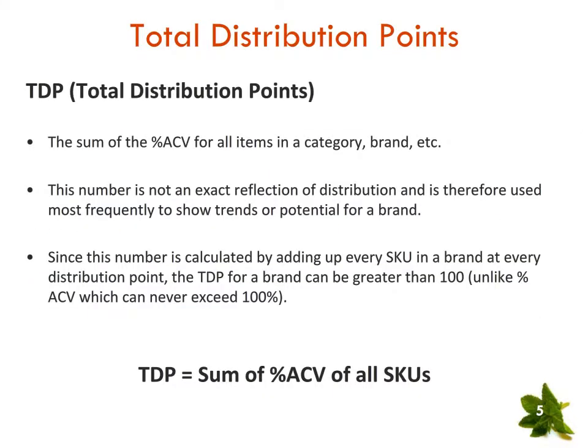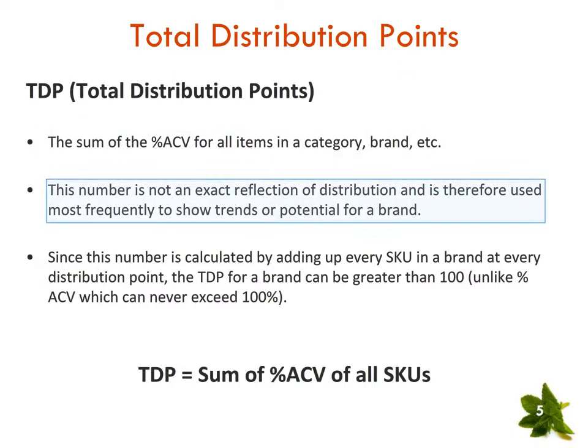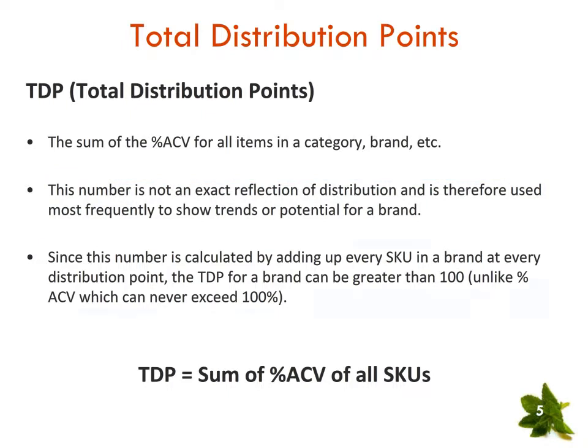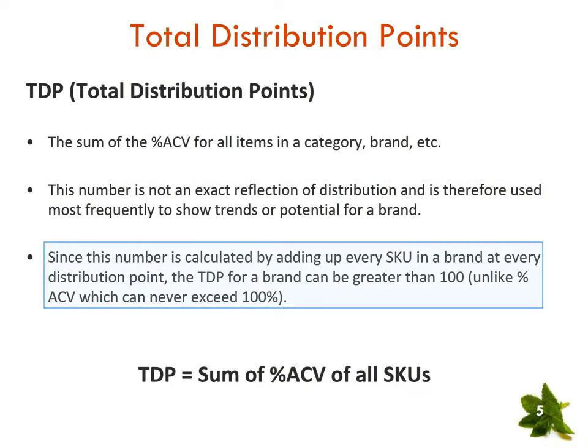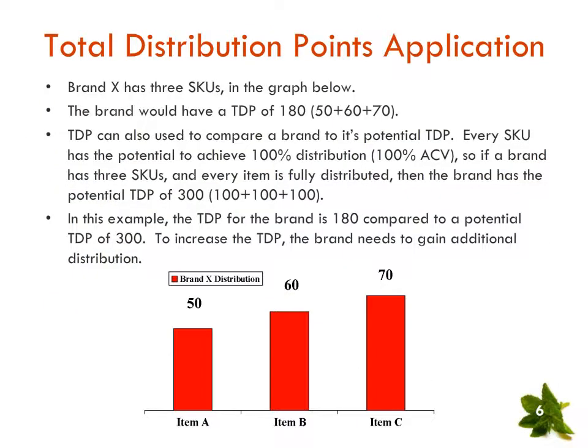Total distribution points, or TDP, is another measure commonly used to provide insights into distribution. As TDP is calculated by summing up the percent ACV of all SKUs, it is better used to gauge brand item potential. As TDP is summed across all items, the number can add up to more than 100. Let's look at an example of TDP.